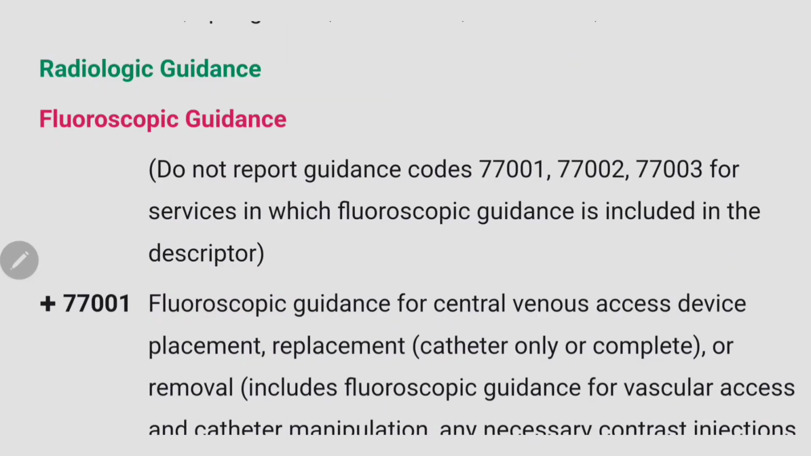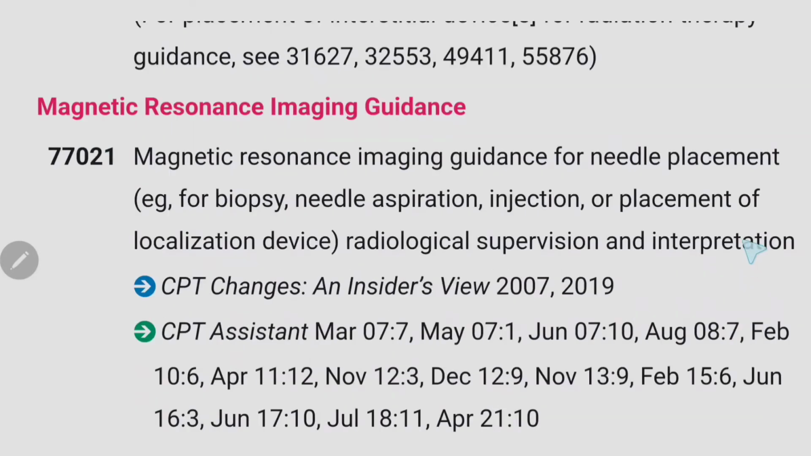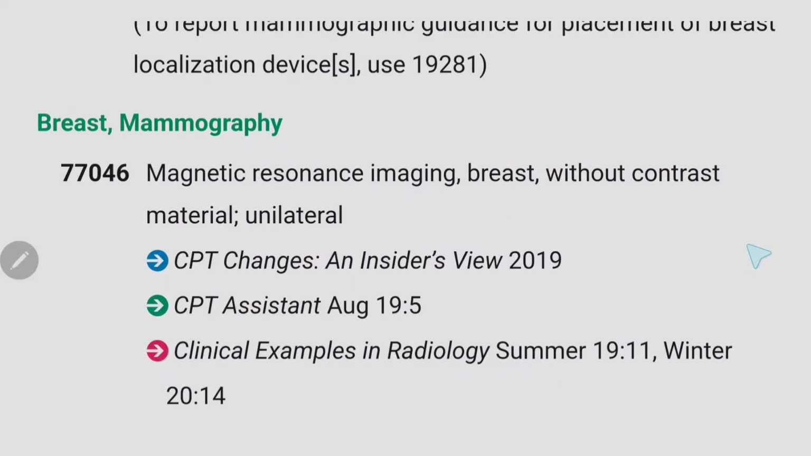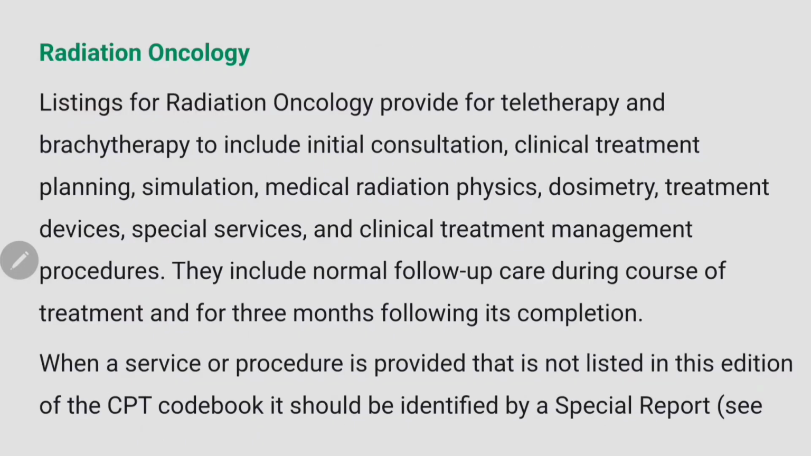The next important subsection is radiologic guidance. We have fluoroscopic guidance, then computed tomography guidance, magnetic resonance imaging guidance. Go through the codes, breast mammography, bone joint studies. After bone joint studies, we have the subsection radiation oncology. Radiation oncology is a highly specialized and complex method for delivering radiation treatment to tumors.